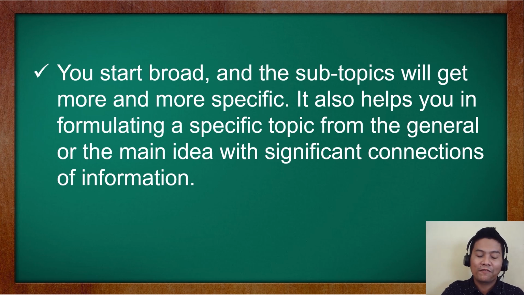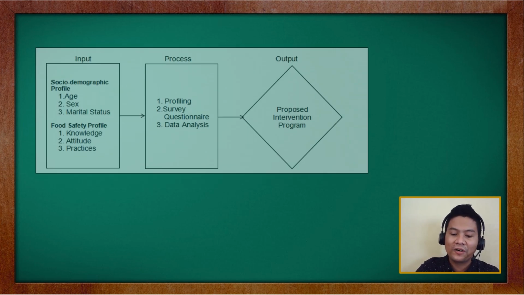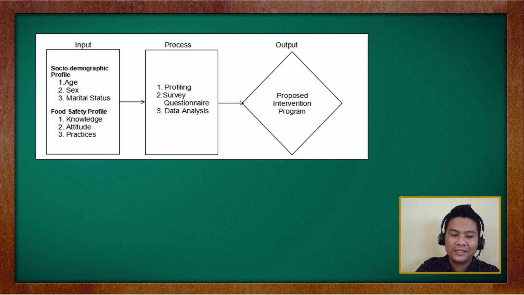It also helps you in formulating a specific topic from the general or the main idea with significant connections of information. In other words, understanding the big picture makes the details more significant and easier to comprehend. However, in the concept map, you are not yet actually researching your study. It is still developing or creating your plan or blueprint so that you will be guided in the flow and the direction of your research study.